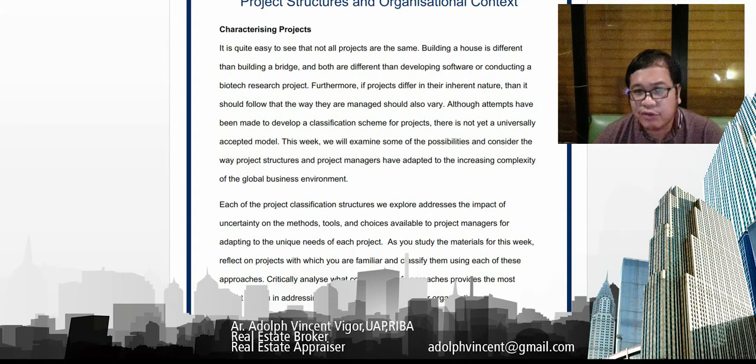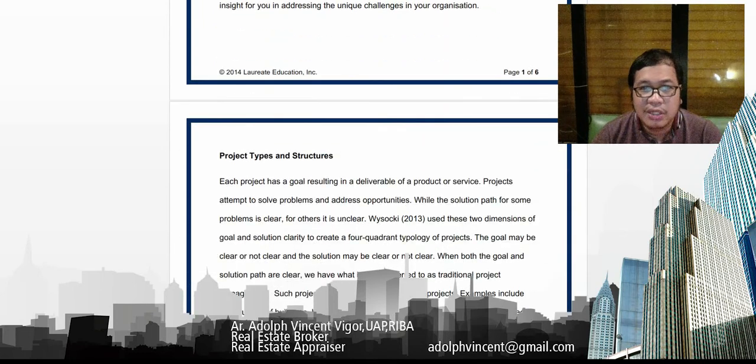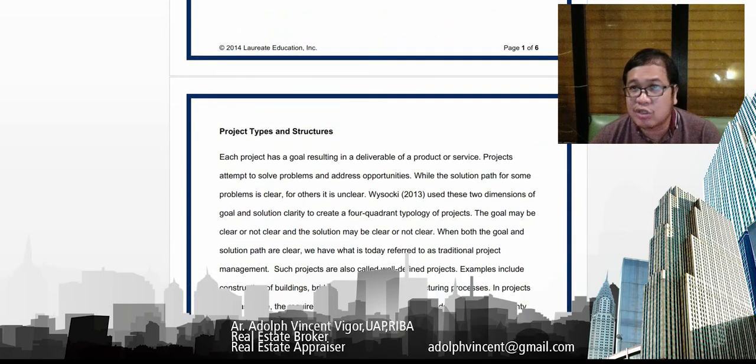As you study the materials for this week, reflect on projects with which you are familiar and classify them using each of these approaches. Critically analyze what combination of approaches provides the most insight for you in addressing the unique challenges in your organization. So, let's go to the project types and structures.